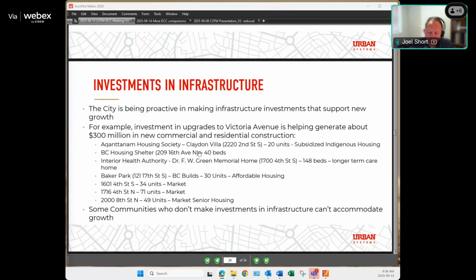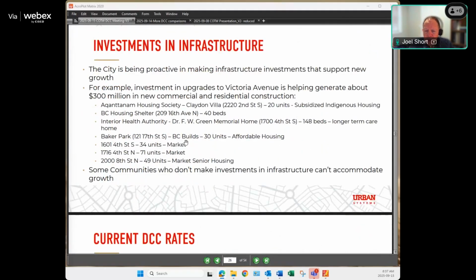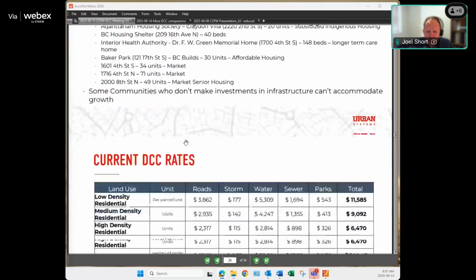Now, some communities don't make the investments in infrastructure and they can't accommodate growth. I heard in Golden, for example, they had some issues with respect to accommodating growth because they didn't have adequate infrastructure and investment. And we've seen that happen in other communities as well. So it is an investment in the future, and can result in facilitating and not being an impediment to new growth. That's a lens that sometimes people think about when it comes to development cost charges.